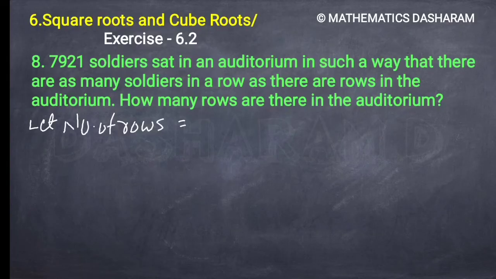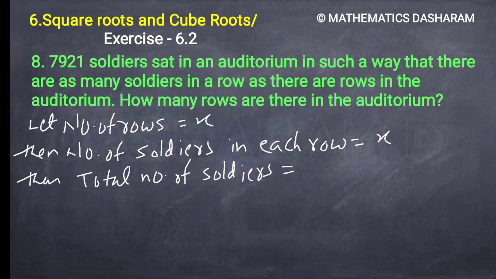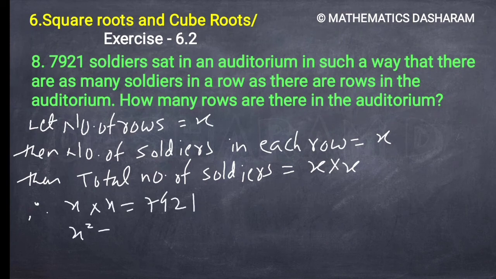Let the number of rows in the auditorium be x, then the number of soldiers in each row is also x. So therefore the total number of soldiers in the auditorium equals the total number of rows x, and in each row the number of soldiers also x. So x into x. So therefore, as per the question, the total number of soldiers is how many? 7921. Then x square equals 7921. x equals under root 7921.